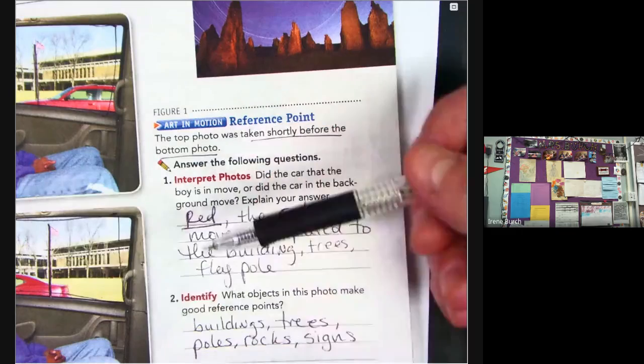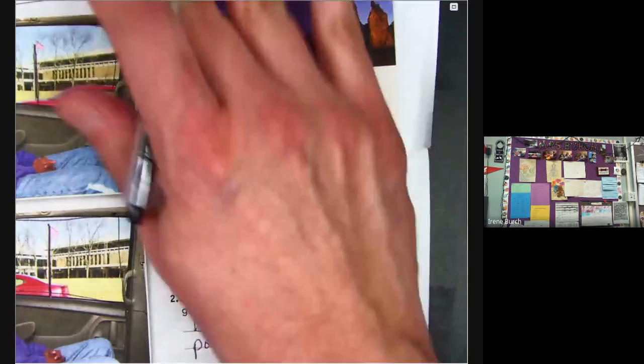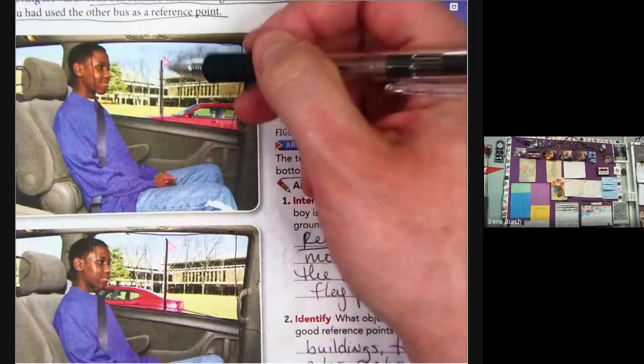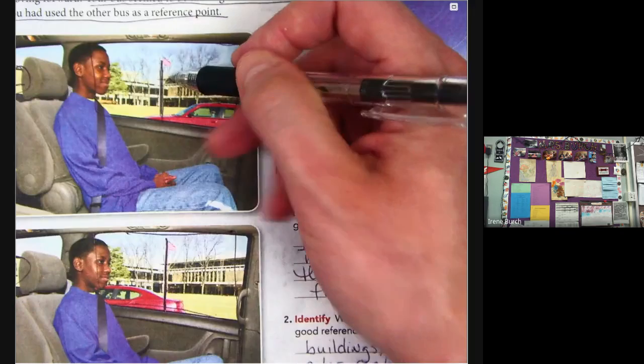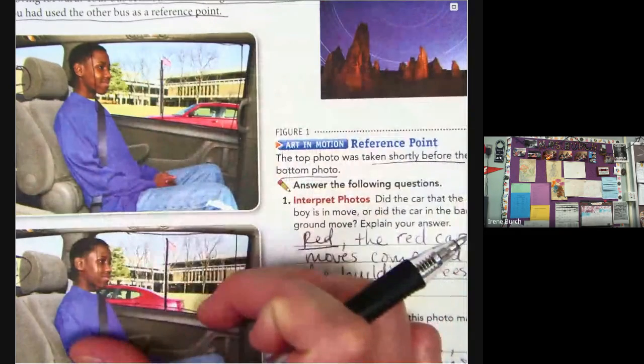So this is how you do relative positions to a reference point. You want to compare the thing you think might be moving to something you know isn't going to easily move. And if it doesn't stay in that exact position, then you know that it's moving.